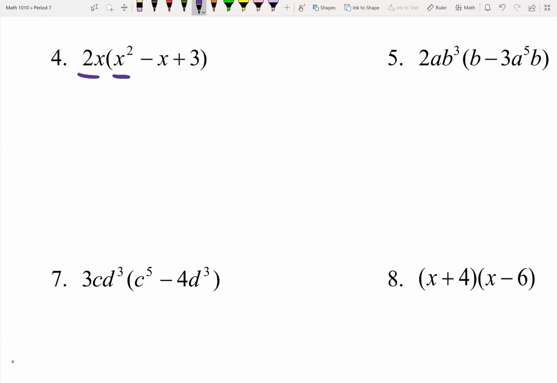Positive times a positive is a positive. 2 times 1 is 2. X to the first times x to the second is x to the, tell me what that is. It is a third. Good. Then cross that guy out.